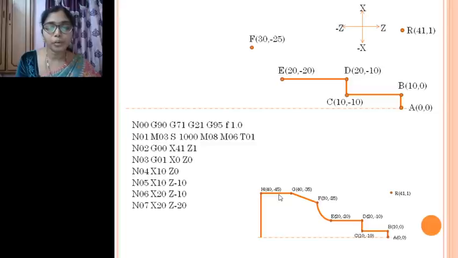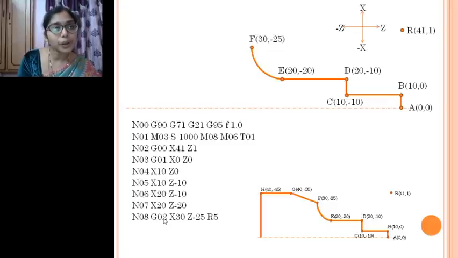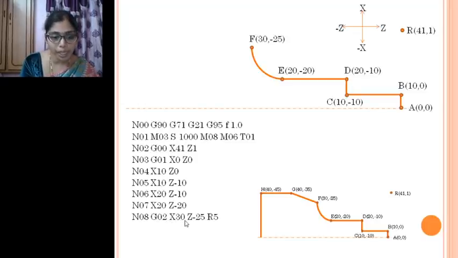So what is the code we have to use? We have to use G02. G02 is circular interpolation clockwise. If you give G03 instead of G02, you get a curve like this, right? Here one more thing: since it is a circular interpolation, you have to define the radius. You have to mention the points where it has to go.